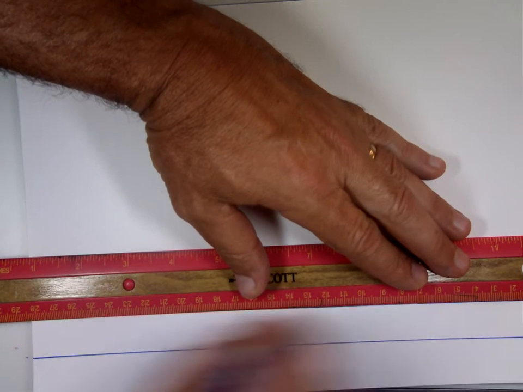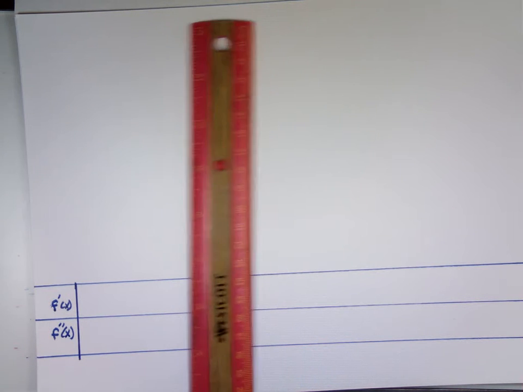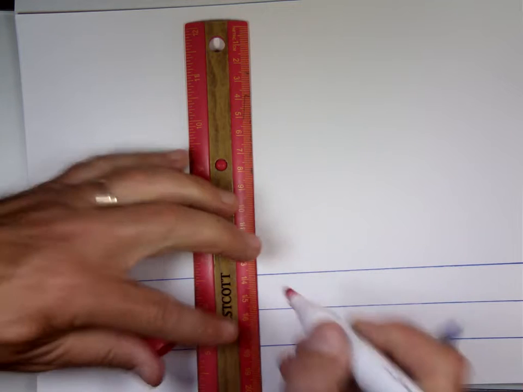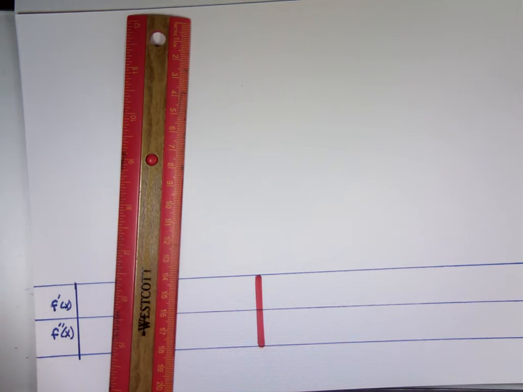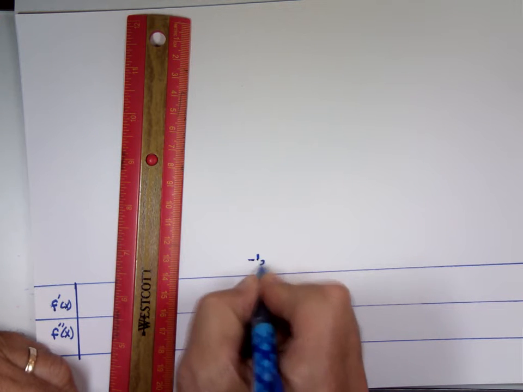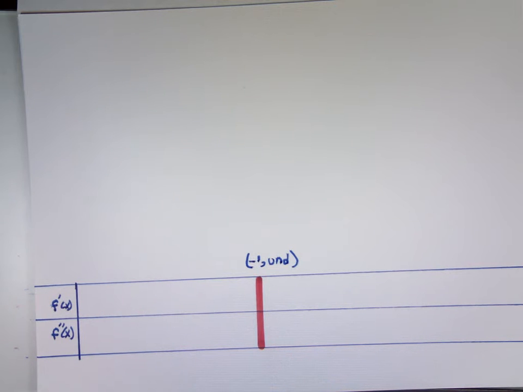This is for the second derivative. This is for the first derivative. We said x cannot be -1. So I'm going to draw a thick line at -1. -1 is undefined. Going through the first derivative and the second derivative, I know it's going to be there.